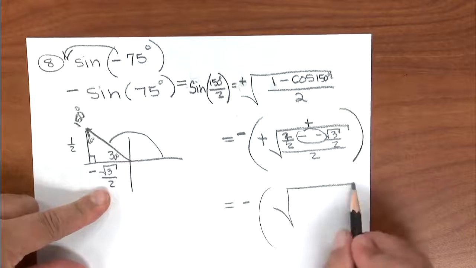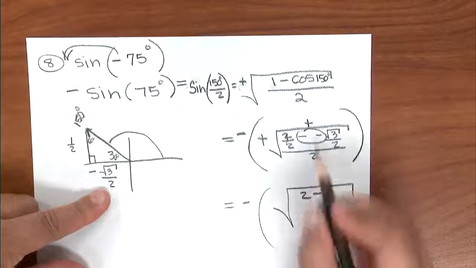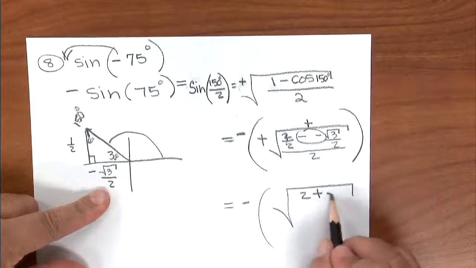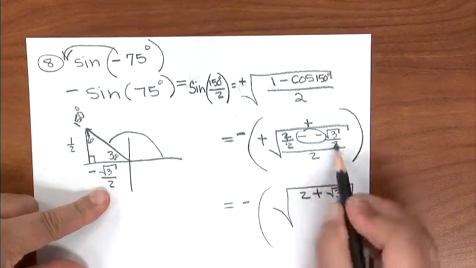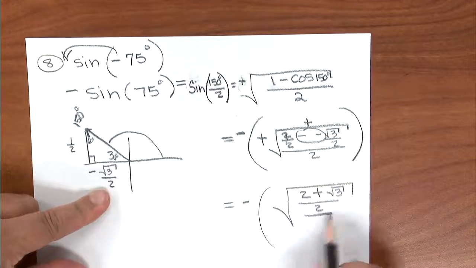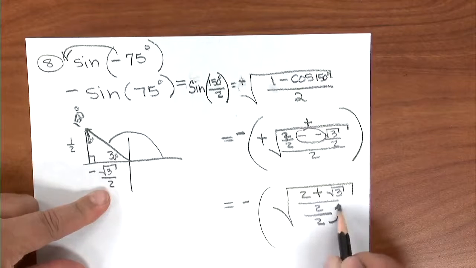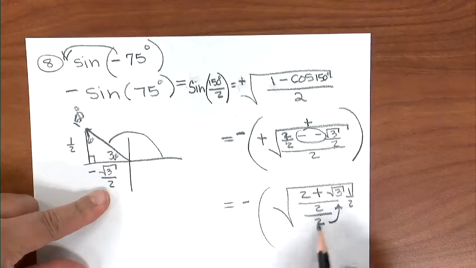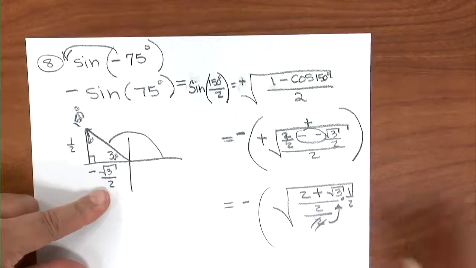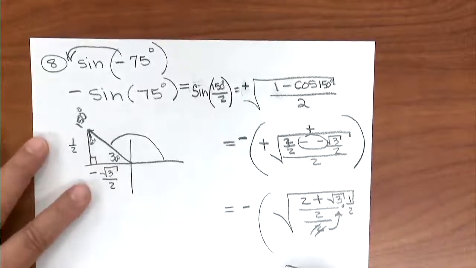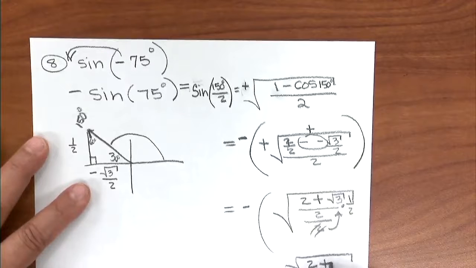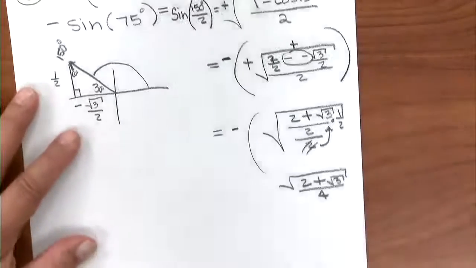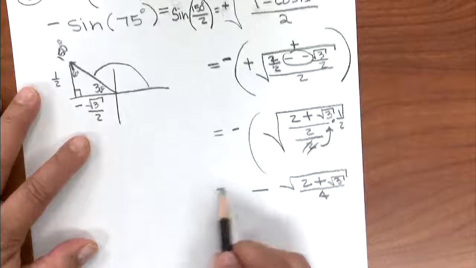Let's see, what I got in here is 2 plus square root of 3 over 2, and then over 2 again. I'm going to flip that 2. Don't look at that anymore. So now it's 2 plus square root of 3 over what, 4? All of that underneath the radical. Don't forget to keep dropping that negative down.